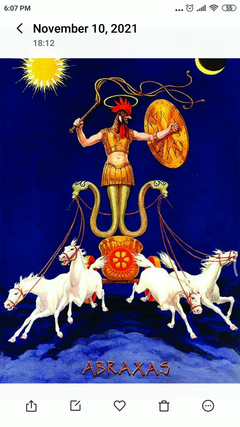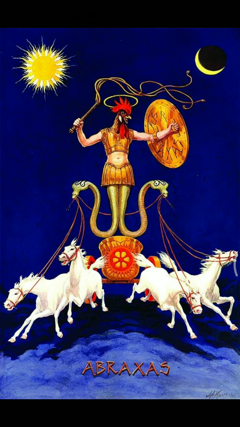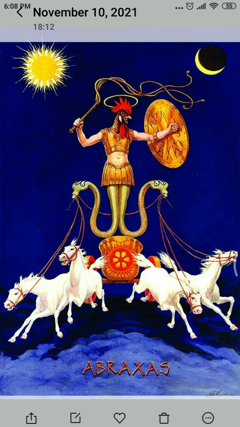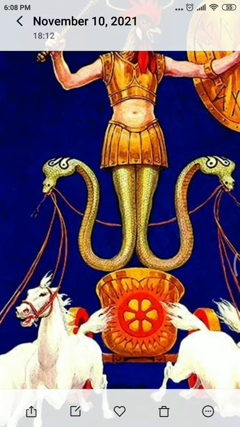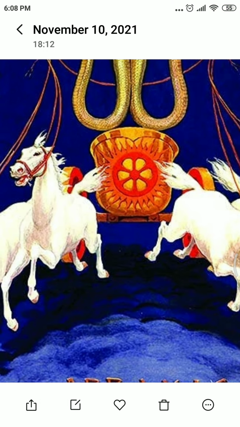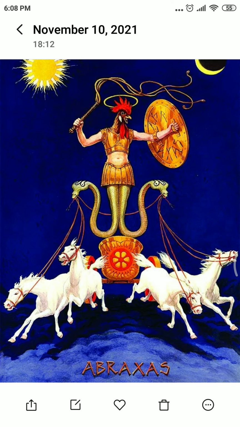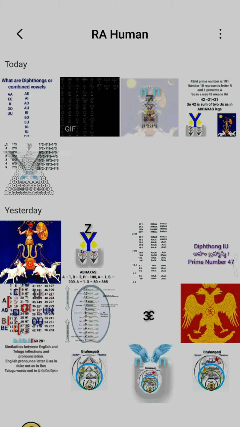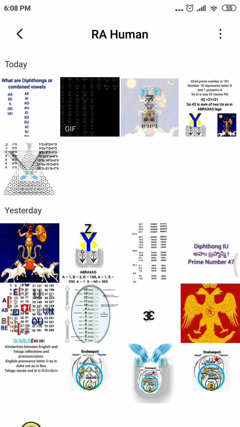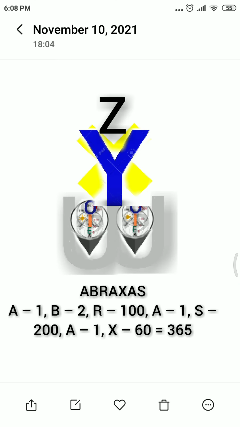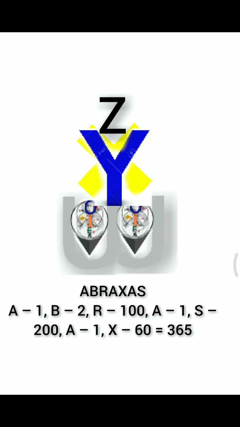The upper body is like that of a human, but his legs are like two snakes, right? And he rides on a chariot pulled by 4 horses. So that's wonderful. In fact, basically he is nothing but what we otherwise call in the Gnostic terminology Yaldabaoth, right? So this Y is the ABRAXAS.